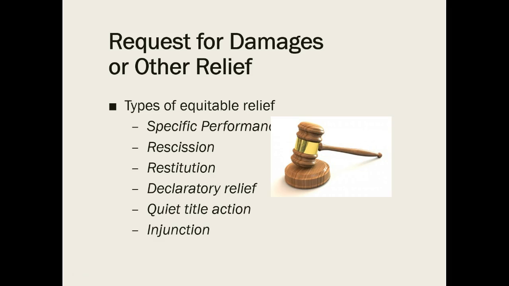Declaratory relief is a court order defining or explaining the rights and obligations of parties under some contract or other document. Quiet title is an order clarifying ownership of real property, and an injunction is an order requiring a party to stop doing something.